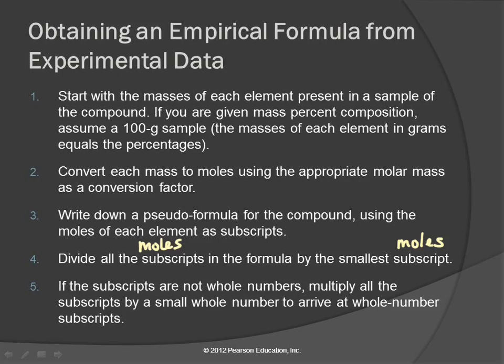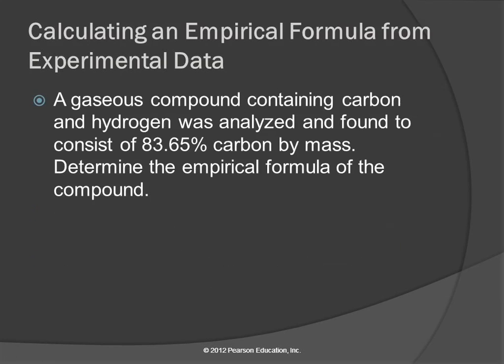And we'll do examples. So here's an example. A gaseous compound containing carbon and hydrogen was analyzed and found to consist of 83.65% carbon by mass. Determine the empirical formula. They only gave us one number.